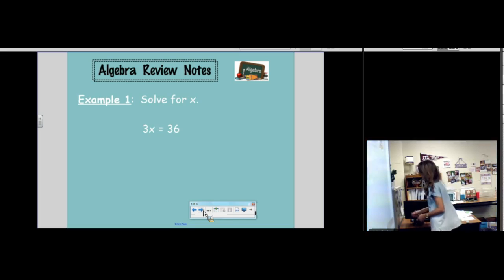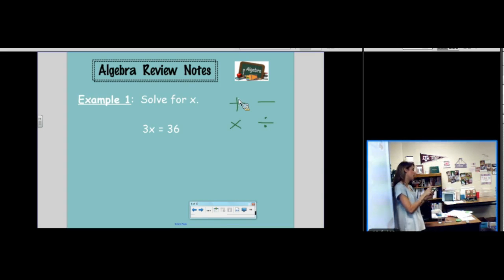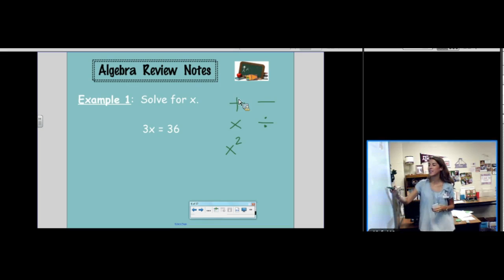So let's talk about how we would undo addition. Alejandro, what's the opposite of addition? Awesome. Subtraction. How would we undo multiplication? What's the opposite of multiply? Divide. Opposite of multiply is divide. We don't use this one as often. Do you know what the opposite of squaring something is? We did it last unit a little bit with the distance formula. Square root. Very good.